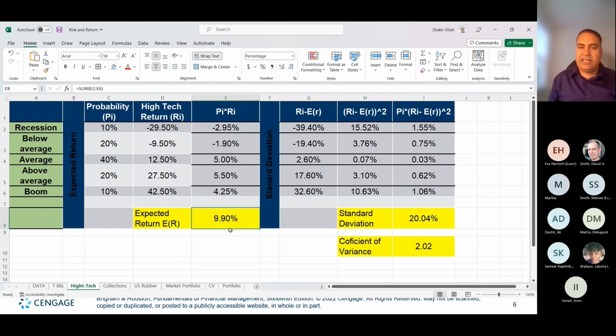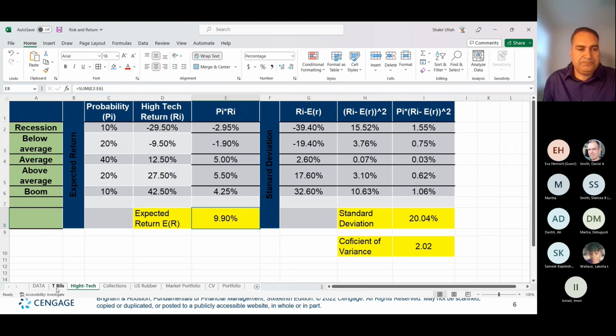So we get 9.9%. And that means if you invest only in the high tech industry, you can expect that return if you have invested over a long period of time. What we mean by that is sometimes your return would go negative, sometimes it would go very high, other times it will be in the middle. But if you calculate that over a long period of time, then your expected return would be 9.9%.